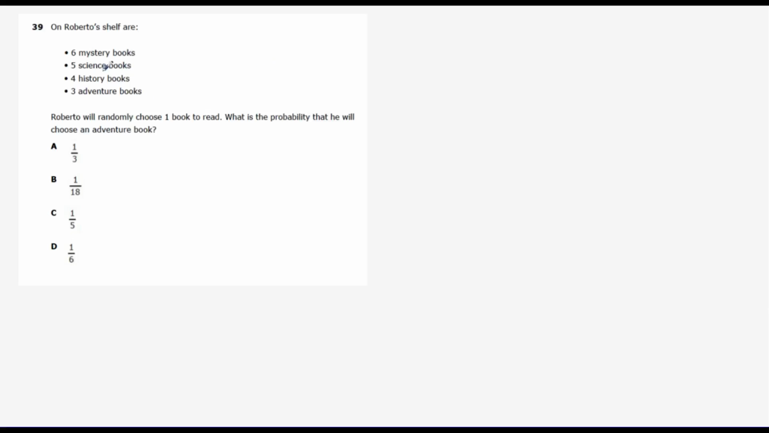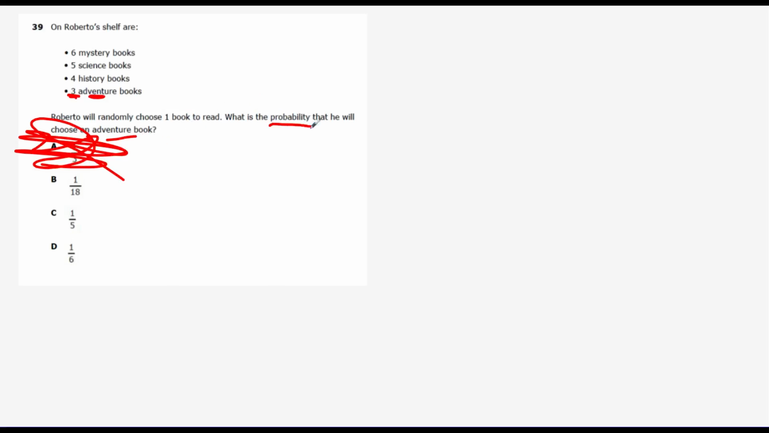6 mystery, 5 science, 4 history, 3 adventures. He chooses one randomly. What's the probability he'll choose adventure? Okay. So when I was looking at this, a lot of people actually picked 1/3, which makes me think that they saw adventure and they saw the number 3 and they only saw one answer had the number 3 in it, and they thought, oh well, maybe there's a star question which tests my ability to match a word to somewhere else in the question and then match that number to somewhere else. Don't do that. This is bad. This is bad work. You can do better than that.